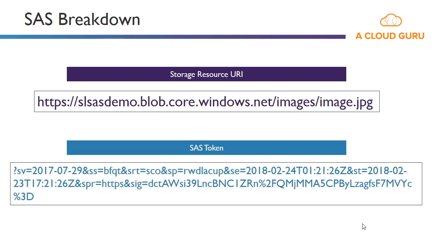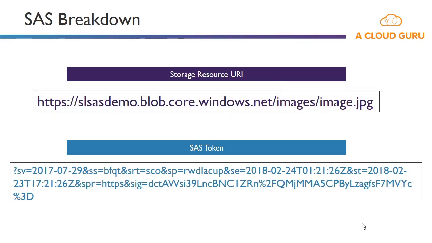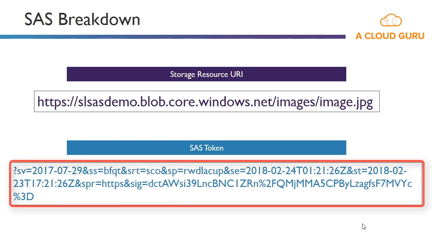So what does a SAS token really look like? If we break it down, when you copy it from Azure and say, hey, I want my SAS token, it's going to give you a very long URI, a uniform resource identifier. There are a couple of things to keep in mind here. You've got your storage resource URI. In my case, I've got slsassdemo.blob.core.windows.net. That's my storage account, my images container, and then image.jpg. That's my specific blob that I'm referencing. And then I have this giant string that's appended to it, which is my SAS token as a whole.